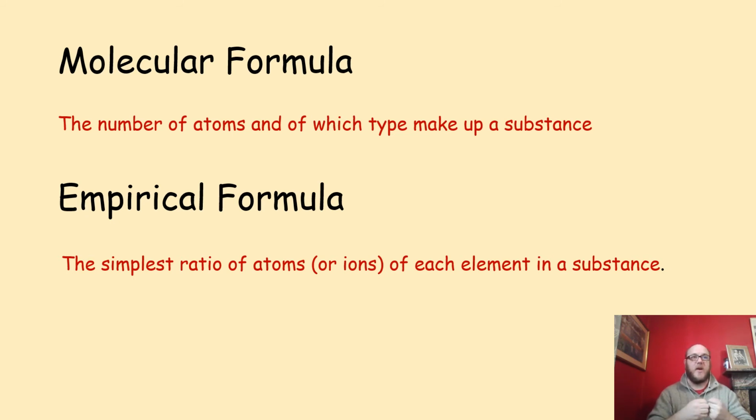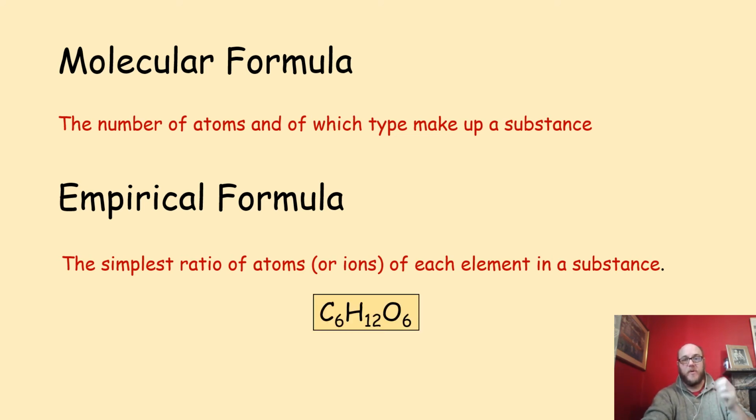It doesn't matter how many I need to make the molecule. I just want to know, for every carbon atom I have, how many hydrogen atoms do I need and how many oxygen atoms do I need? And that's what this empirical formula is. It's the simplest ratio of atoms of each element in a substance.